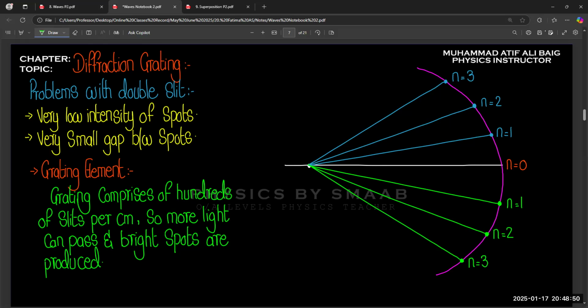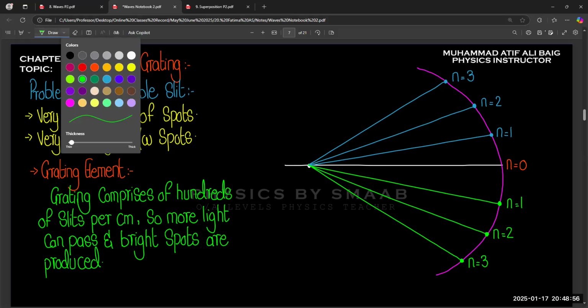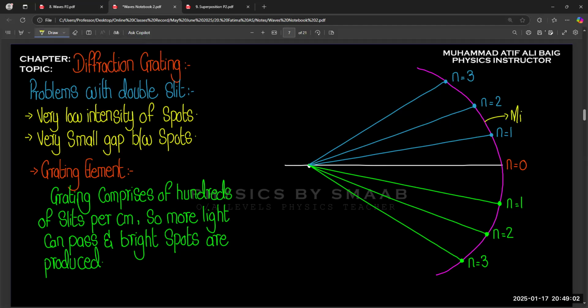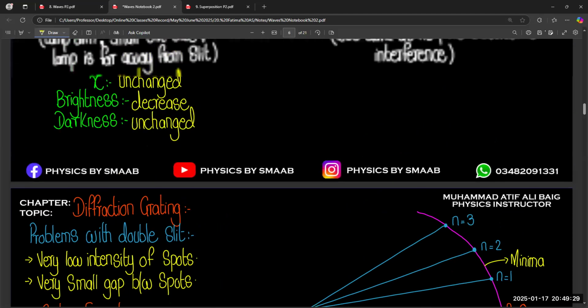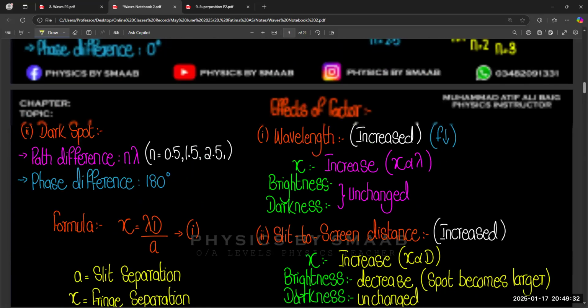N equals 3. So these all are maxima. Okay. And in between the maxima, we got minima. So these are minima, and these are also minima. So we have minima over here. Again, we are using monochromatic light. N means order, just like in the Young double slit experiment.